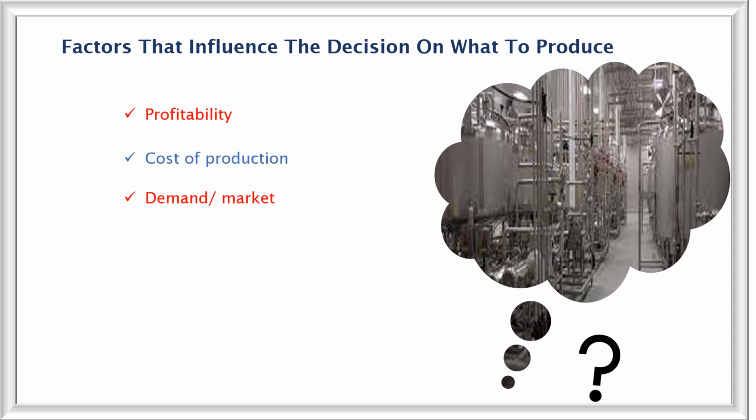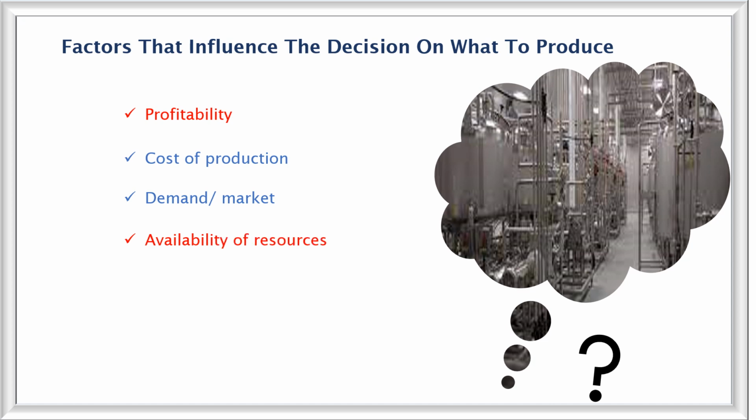Another factor is the demand in the market. Demand is simply the quantity of goods or service that consumers are willing and able to buy at a given price in a given time period. People demand goods and services in an economy to satisfy their wants, such as food, health, clothing, and entertainment. And a farm will produce commodities that have the highest demand, since demand leads to high sales volume.